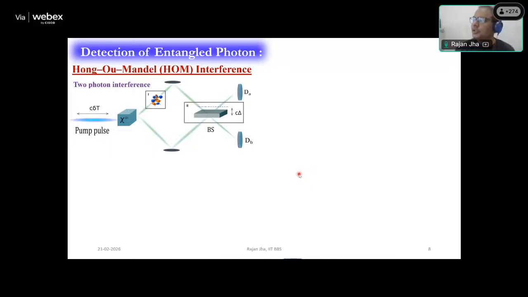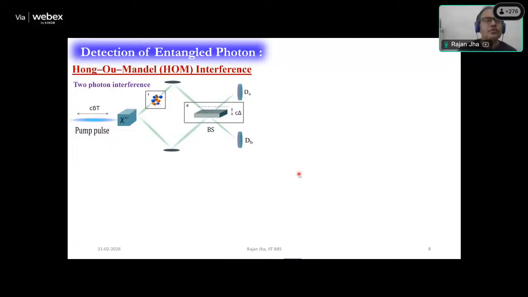But generation is one thing. So either you use the SPDC process, or you use periodically poled systems, or you use patterned gold, or you use other systems where a metasurface can be utilized for the generation of entangled photons.